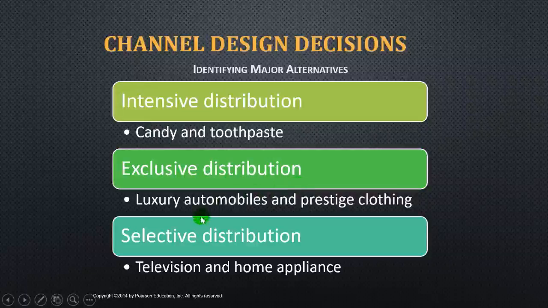Exclusive distribution means luxury automobiles and prestige clothing. Here, it is not every day. It is not the daily needs that we have to have every day. However, these products are needed by some people who want luxury things and prestige things, like automobiles and clothing. Selective distribution is the distribution of products for a special segment, a different segment, such as television and home appliances.